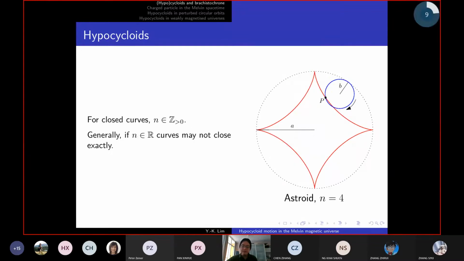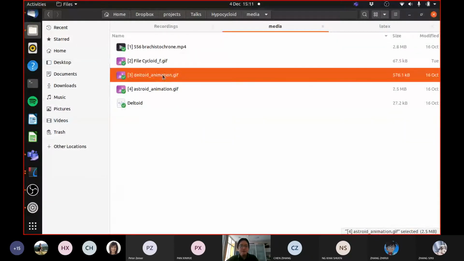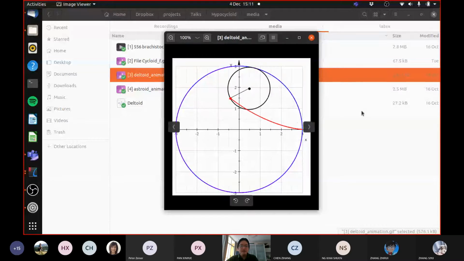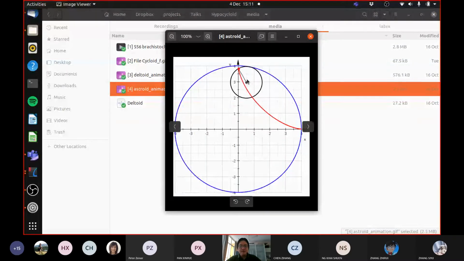Okay, so if n is equal to 4, I will have 4 cusps or 4 sharp corners, and it also has a special name. It is called an asteroid. Just to see something fun, I show you the animation of how the deltoid and asteroid are traced out. It's just like a circle rolling inside another circle. For this case, the radius of the smaller circle is 4 times smaller than the larger one. And as it rolls on, you will trace out this asteroid shape.